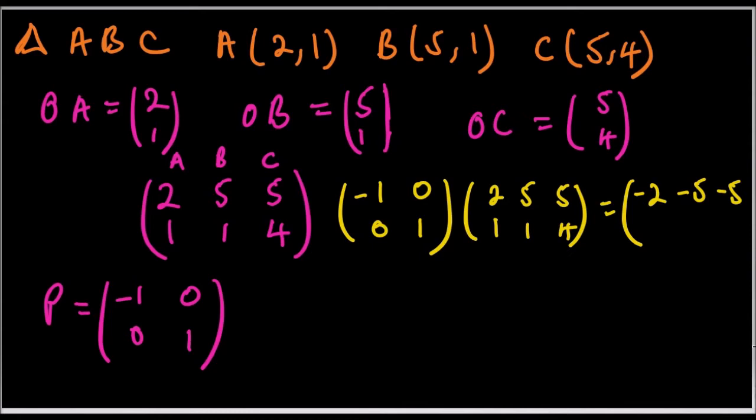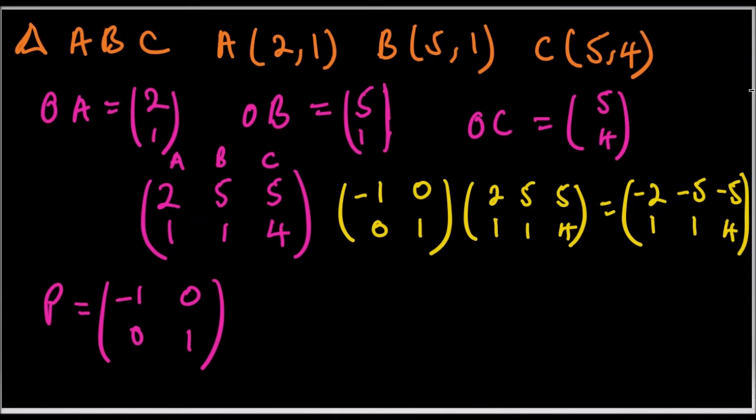And then we have 0 multiplied by 2 is 0. 1 multiplied by 1 is 1. We have 0 multiplied by 5 is 0. 1 multiplied by 1 is 1. And we have 0 multiplied by 5, that is 0. And 1 multiplied by 4, we get 4. So that is the matrix that we get, the product of these two matrices.